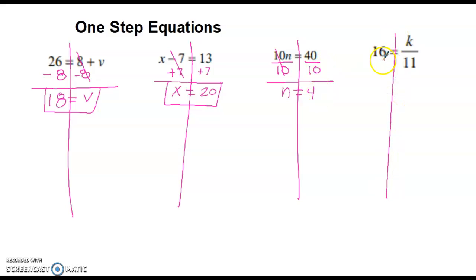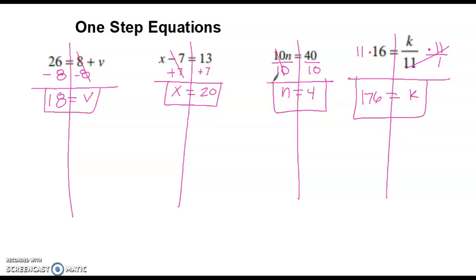Last problem, 16 is equal to k divided by 11. So we're going to multiply each side by 11. Over here, 11 divided by 11, because remember, it's actually 11 over 1. So 11 divided by 11 gets us a 1. K is equal to 11 times 16, which is 176. That's our variable. K is 176 and n equals 4.